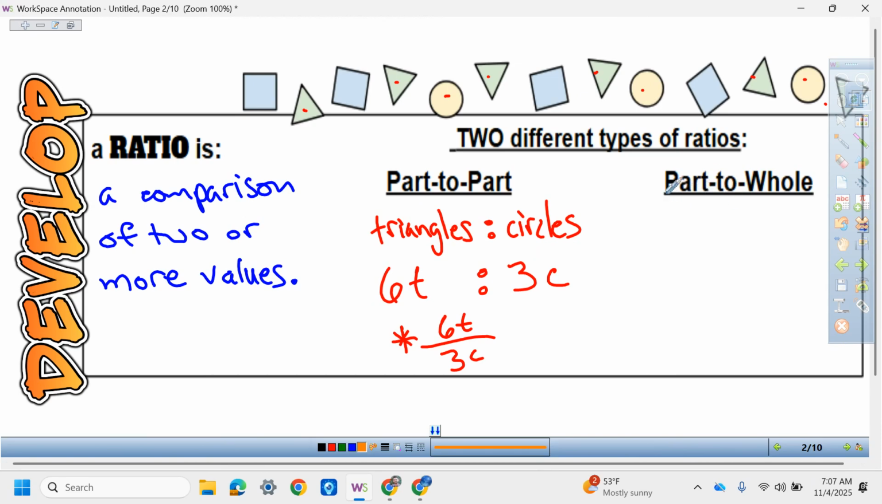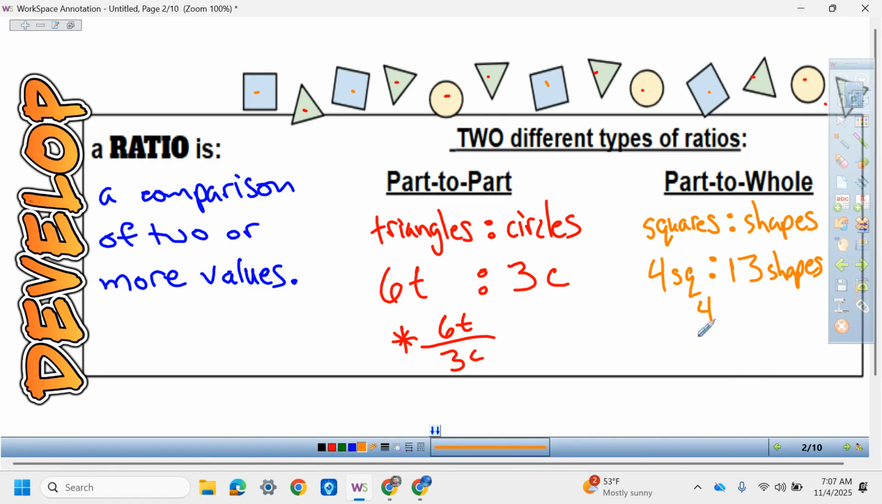This is comparing a part of the population to the entire population. So let's look at what part are squares. And since we're looking at a bunch of shapes, the whole population is going to be the number of shapes. So how many squares? 1, 2, 3, 4 squares. I'm going to put an SQ to label that. And now, how many shapes? 1, 2, 3, 4, 5, 6, 7, 8, 9, 10, 11, 12, 13 shapes. So there's our ratio, 4 squares to 13 shapes.